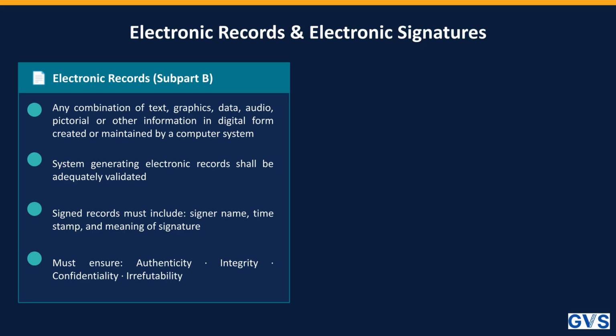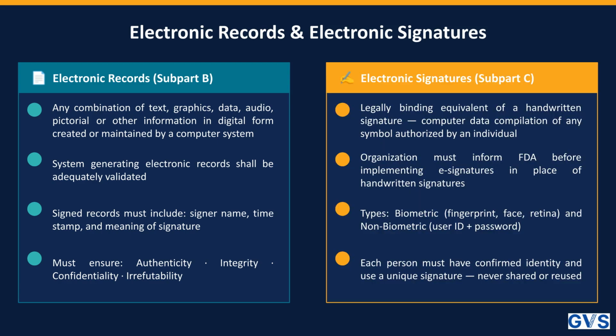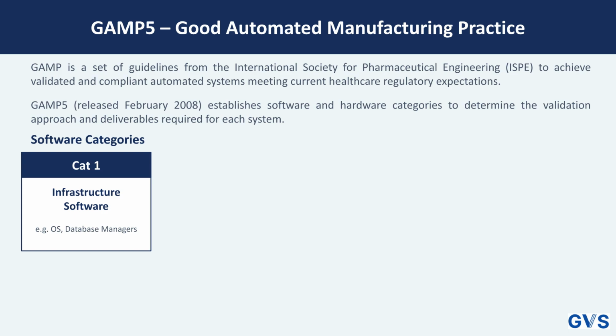Part 11 defines electronic records as any digital combination of text, data, audio, or pictorial information created, modified, or maintained by a computer system. Records must be authentic, integral, confidential, and irrefutable. Electronic signatures are the legally binding equivalent of handwritten signatures. Organizations must notify the FDA before switching from paper to electronic signatures. All signatures must be unique to each individual and permanently linked to the associated record.